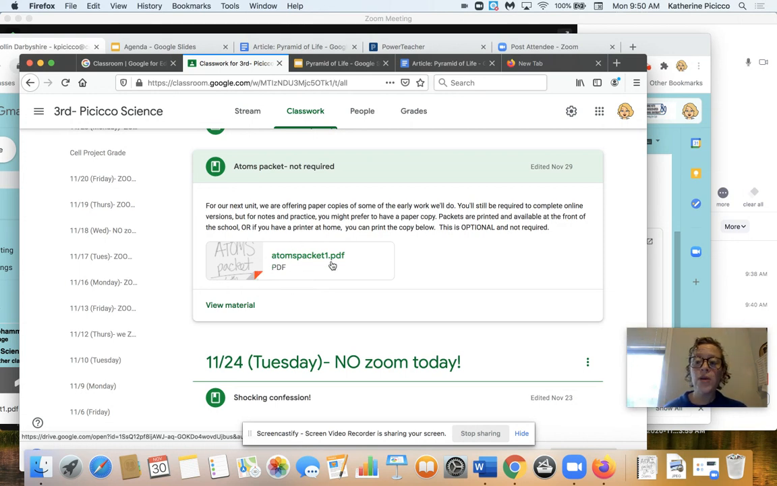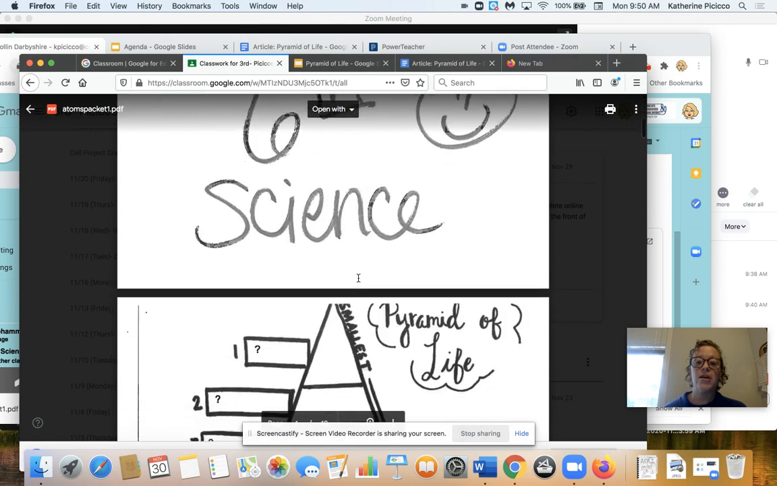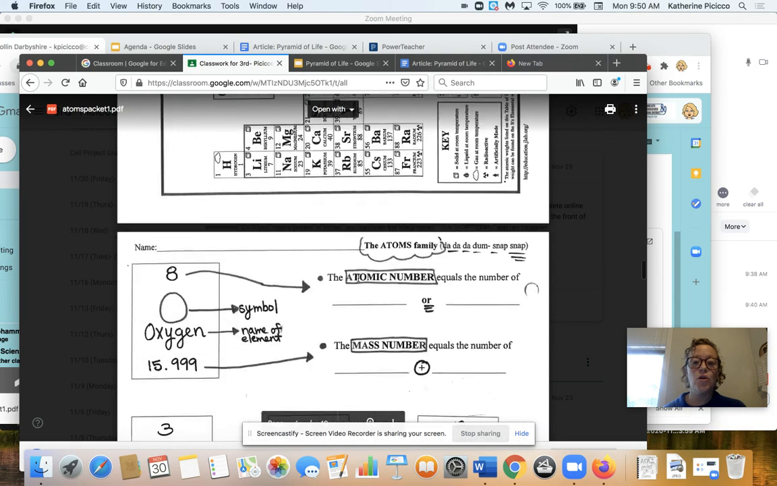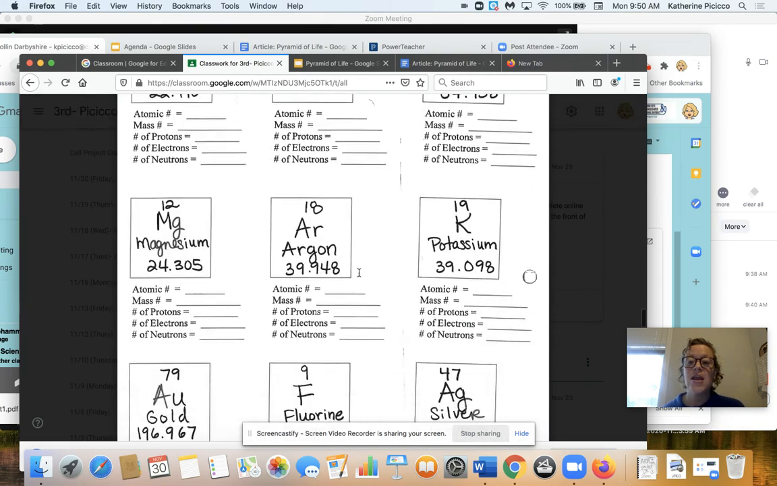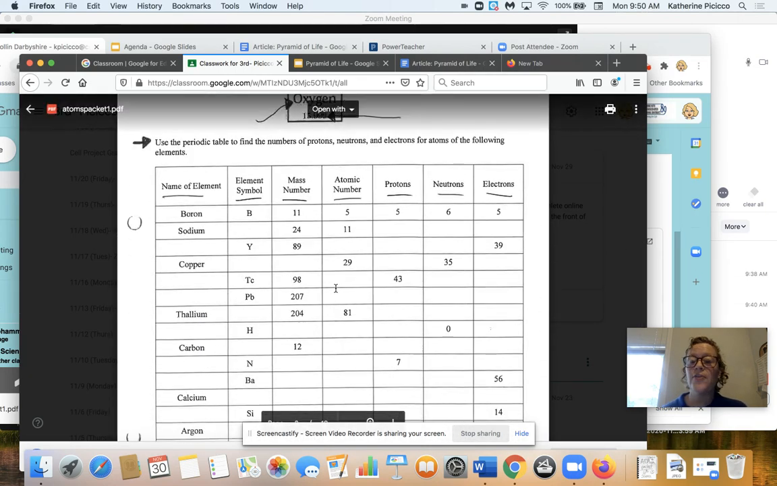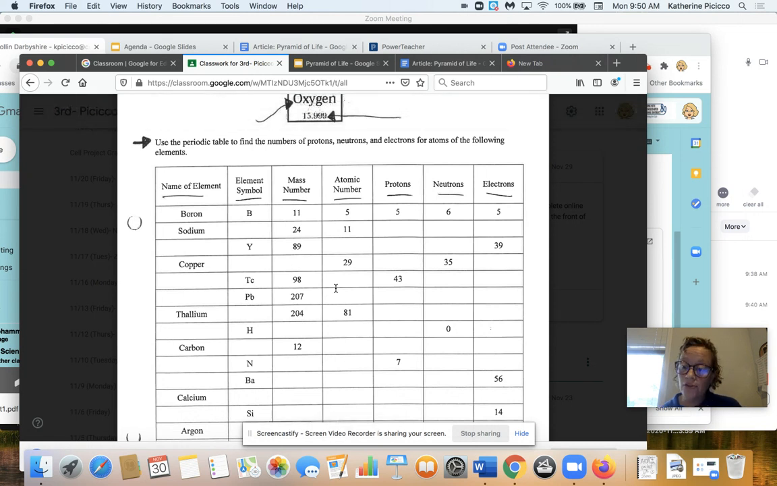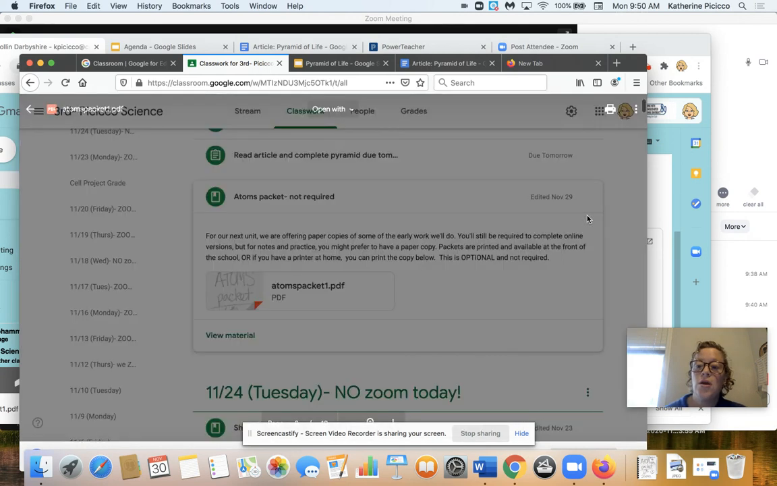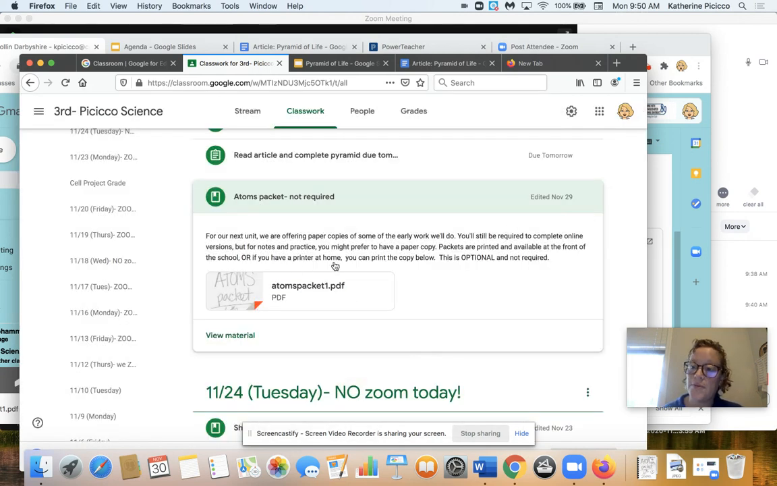So you can either pick up this packet in the very front of the school. There's about 100 copies or so in the very little front vestibule of the office to pick up, okay? Or if you have a printer at home, just click on this and you can print it right from here. But it has all sorts of information and similar worksheets to what we're going to do online. So again, if you're a person that really likes to do stuff on paper first, or you'd like to do it on paper and then send me a picture, that would be okay too. All right, so that's an option for you for this unit, okay?